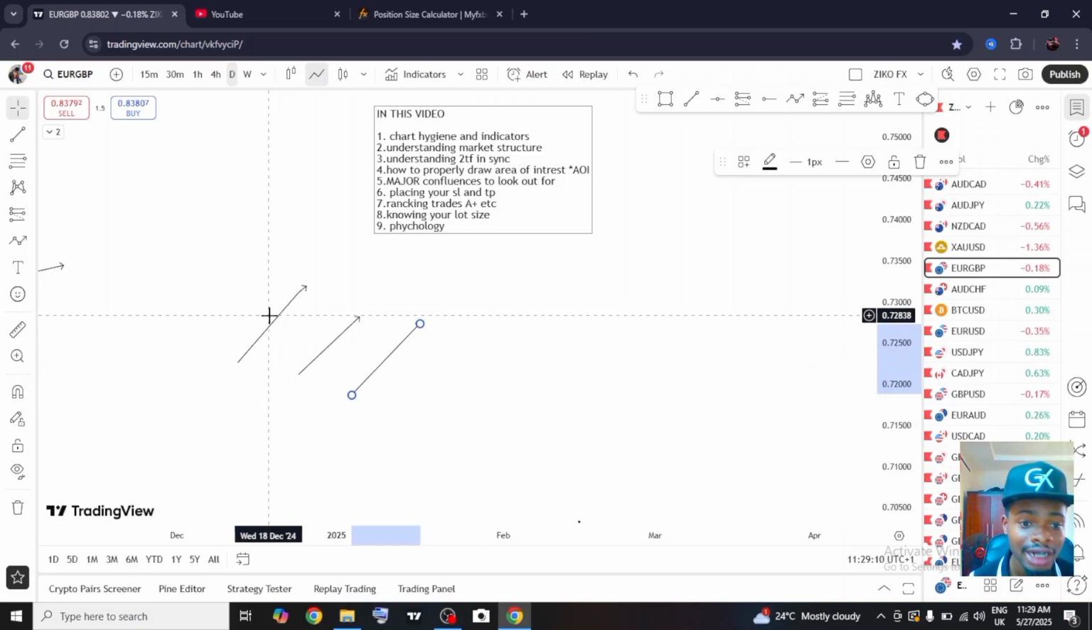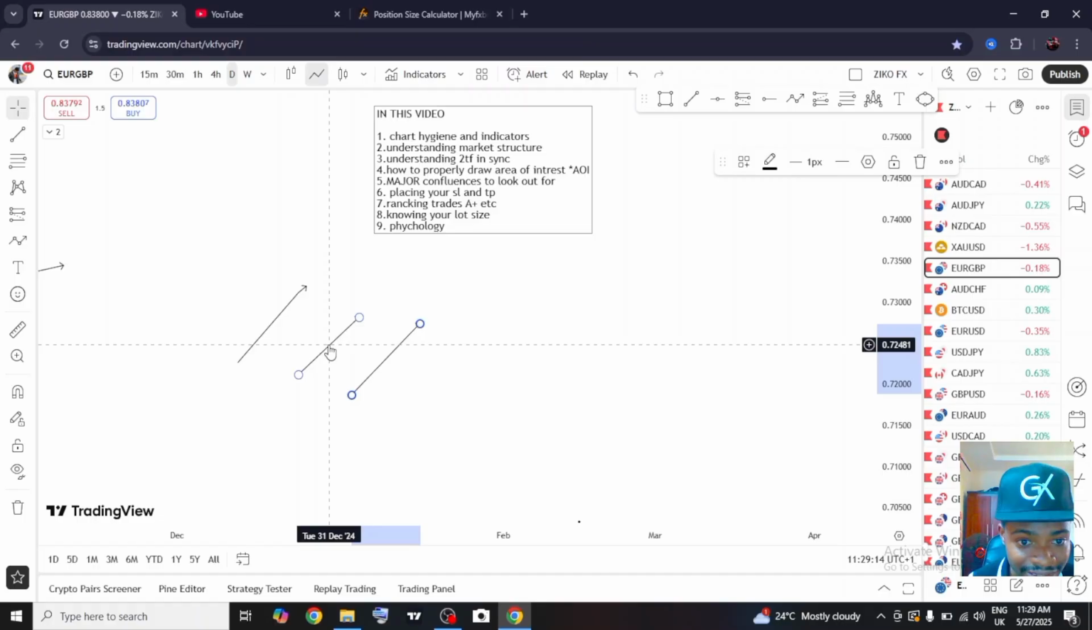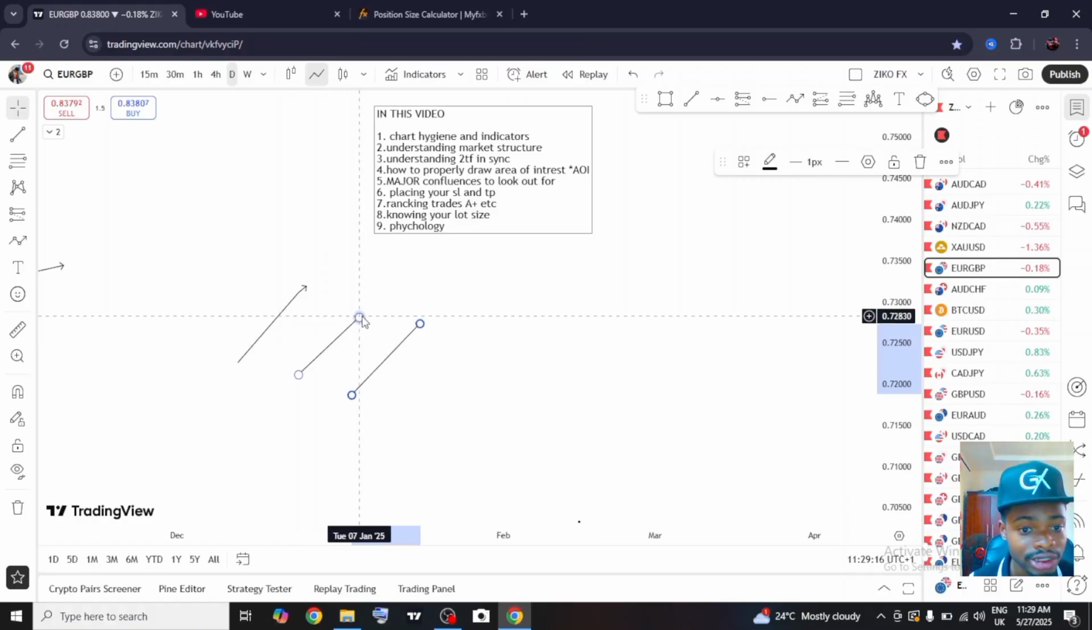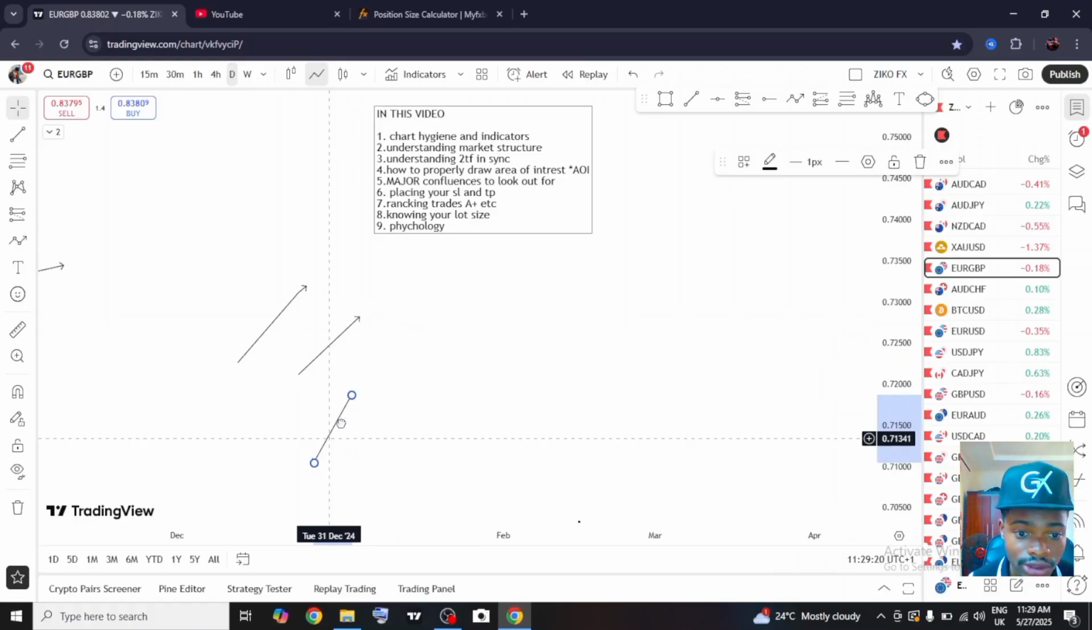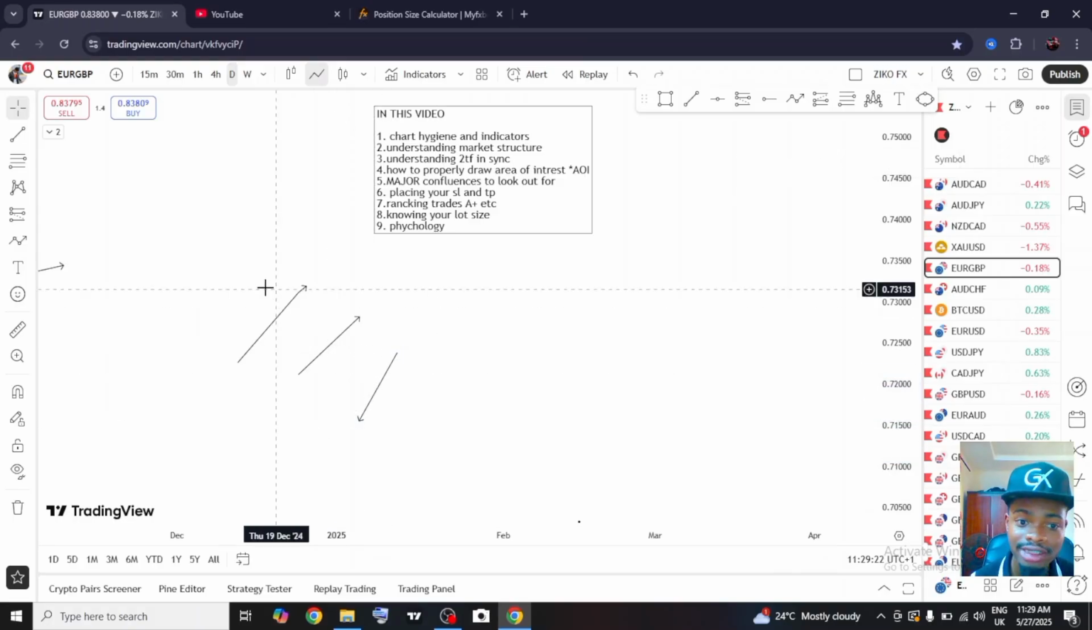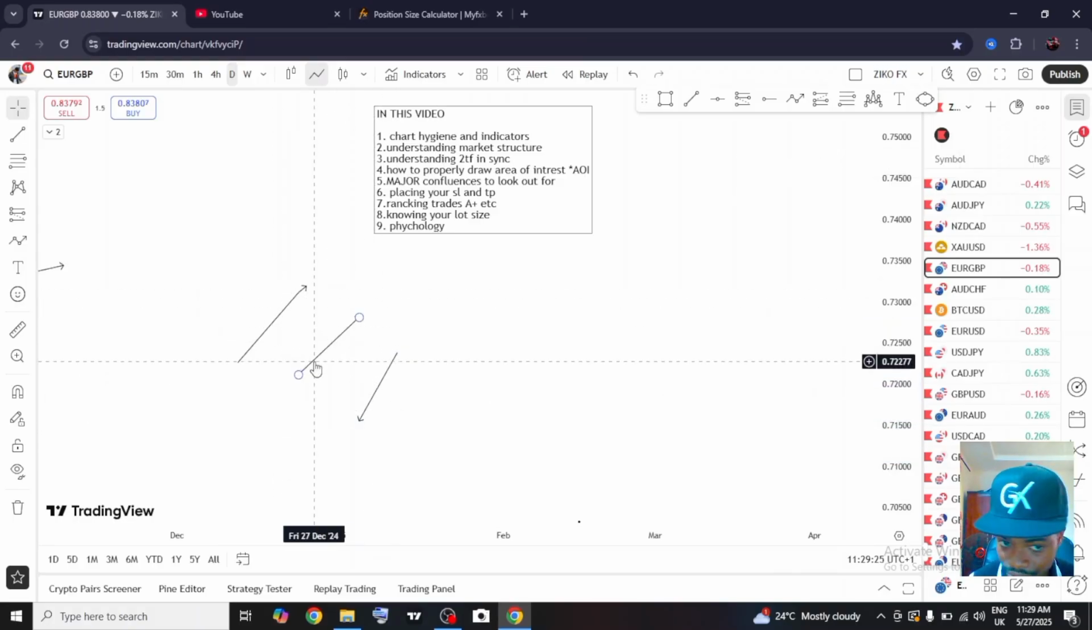Now, if you analyze weekly, and weekly tells you that the market is bullish, analyze daily, and daily also tells you that the market is bullish, and analyze 4 hour, and the 4 hour tells you that the market is bearish. This is 2 time frames in sync. Let's just keep going. I will explain something very soon.